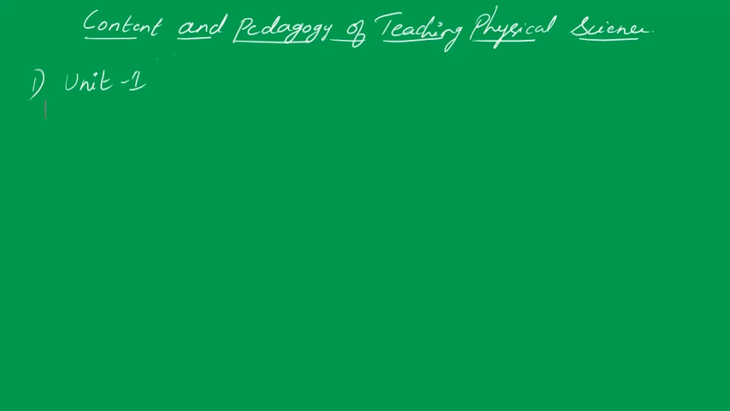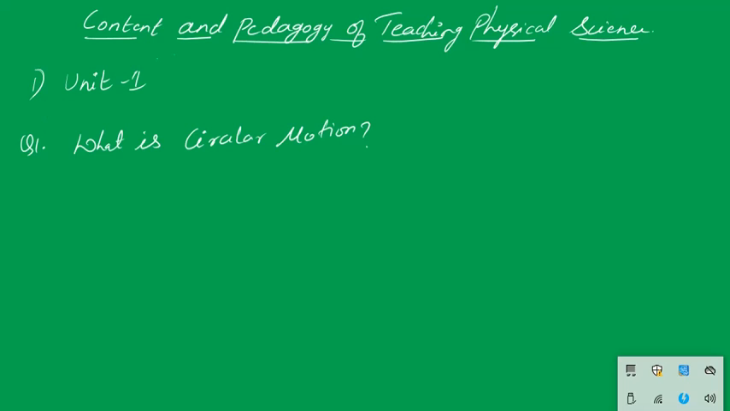I'll be starting with questions and solutions, so it will be easy for you to understand, and it will be a revision process also. So the question number 1: what is circular motion? This is most often asked and it is asked for 1 mark repeatedly.